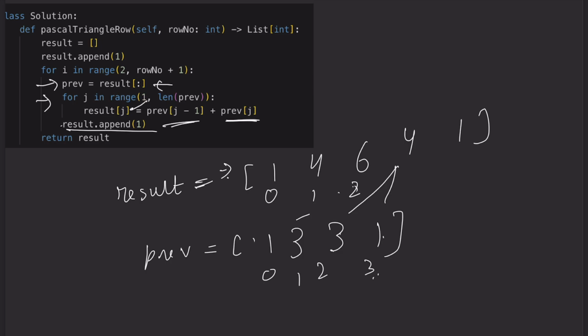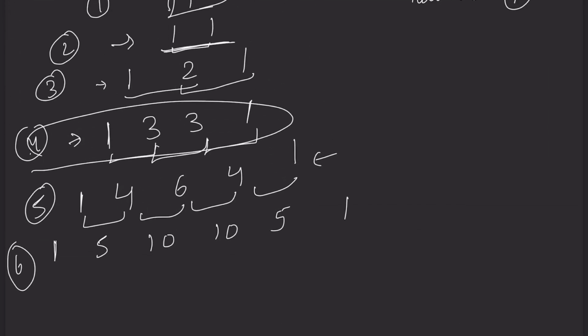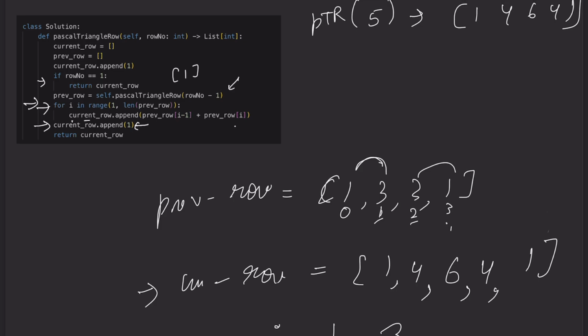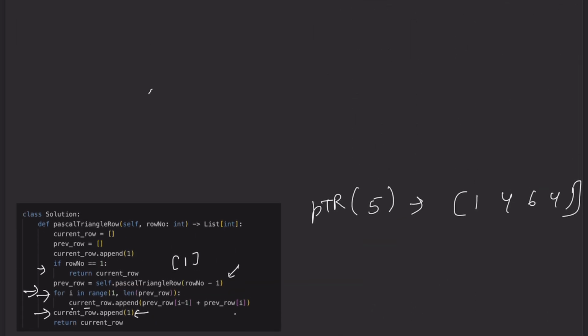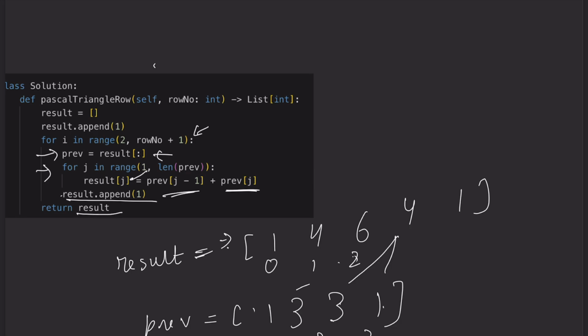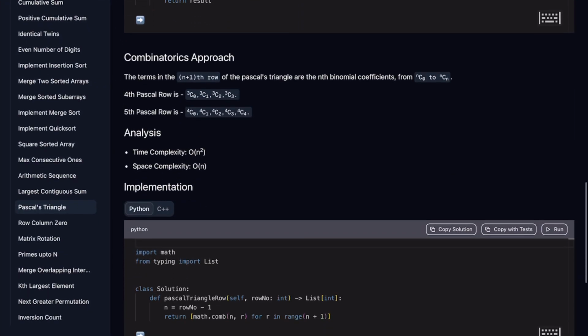Now this for loop exits, because for 5, basically row number was 5, right? So we ran it for row number 5, yeah. So now this for loop exits and we basically return the result, which is this array. So this was the iterative solution, and the next is the combinatorics approach.